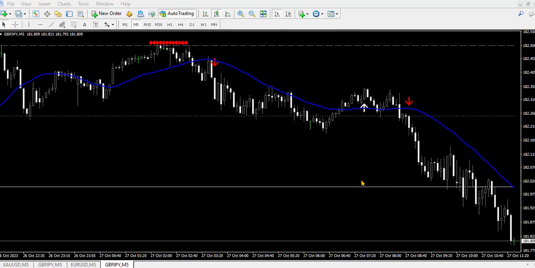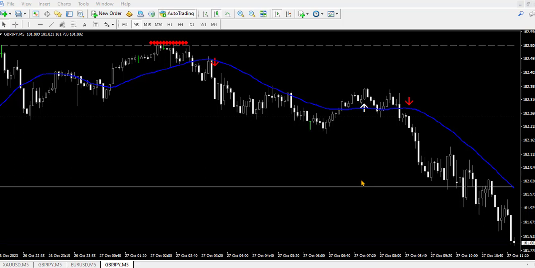METATRADER4 winning strategy. This strategy is meant for METATRADER4 and not METATRADER5. You cannot use this on the wrong platform. This is a simple strategy and I've combined a few indicators together.